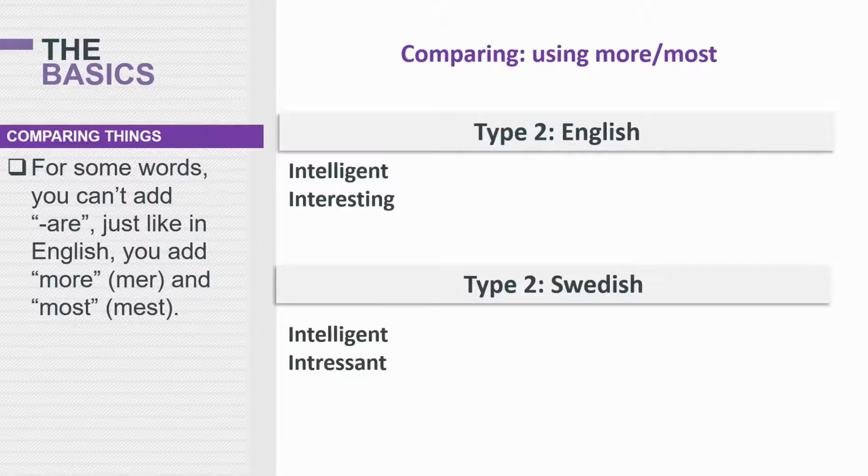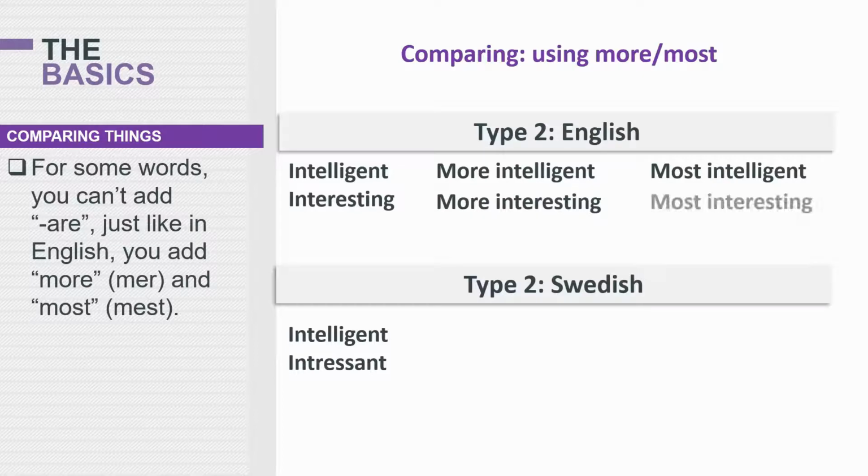So in English, we can't say intelligenter. He is more intelligenter. You can't say that. You have to say he's more intelligent than I, or he is more intelligent than him, and so forth. And if you want to say the most, you can't say intelligentest. Instead, you have to say most intelligent. So same thing with interesting. More interesting, most interesting. In Swedish, you have the same thing. And notice you have the same words, spelt the same way. So that's why Swedish sometimes makes it easy for English speakers.